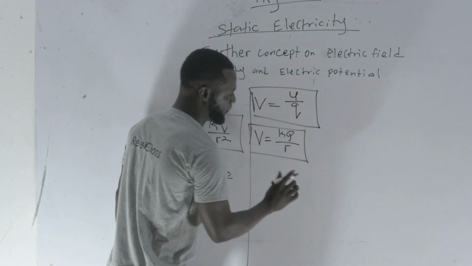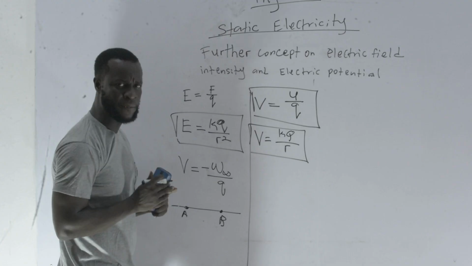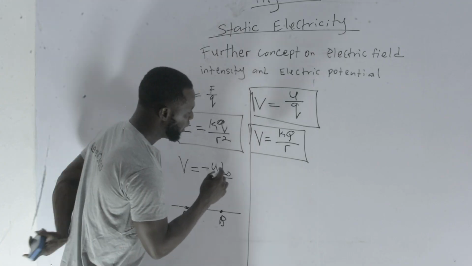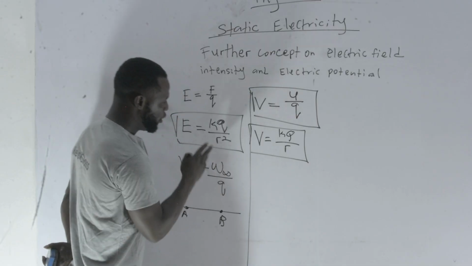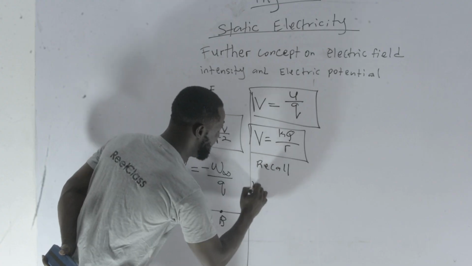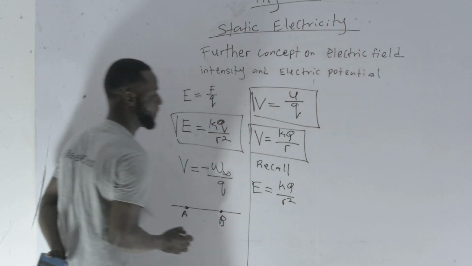Having said all of this, there is a relationship between electric field intensity and electric field potential. I'll show you that relationship. If you check, recall I said that E equals KQ over R squared.